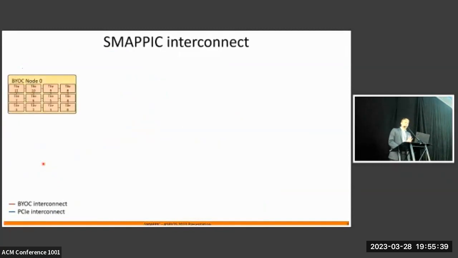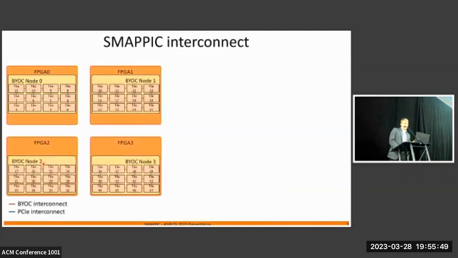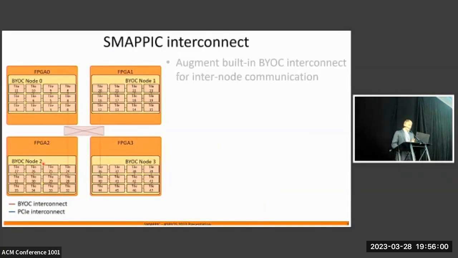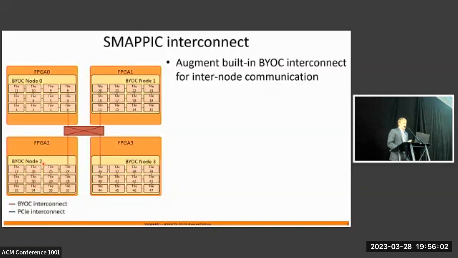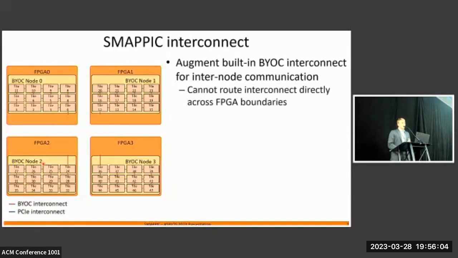As I just said, we base our work on BYOC framework, and this is a model of a manycore system. We then put it into an FPGA, and if we have 4 FPGAs with these frameworks, they're not really connected and they cannot exchange data between each other. What we would ideally want to do is to just extend the BYOC interconnect across the nodes, but we simply cannot route wires across the FPGA boundaries.